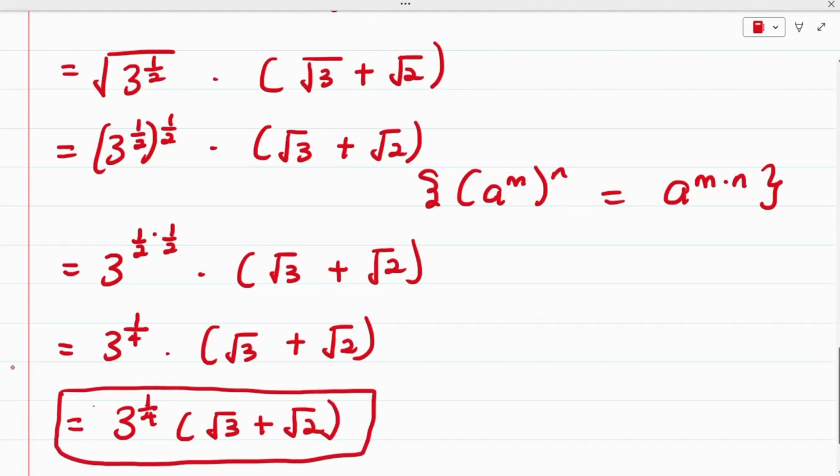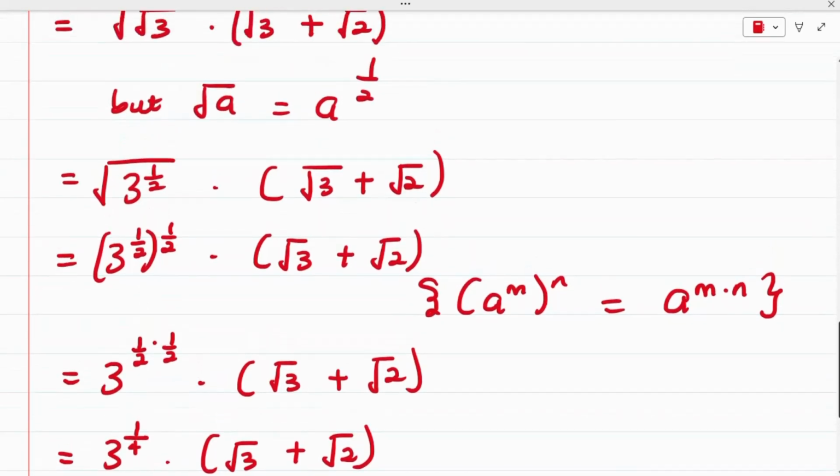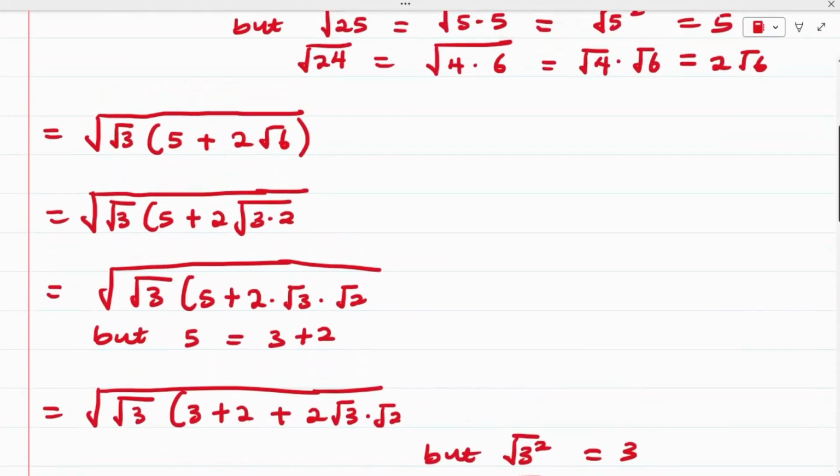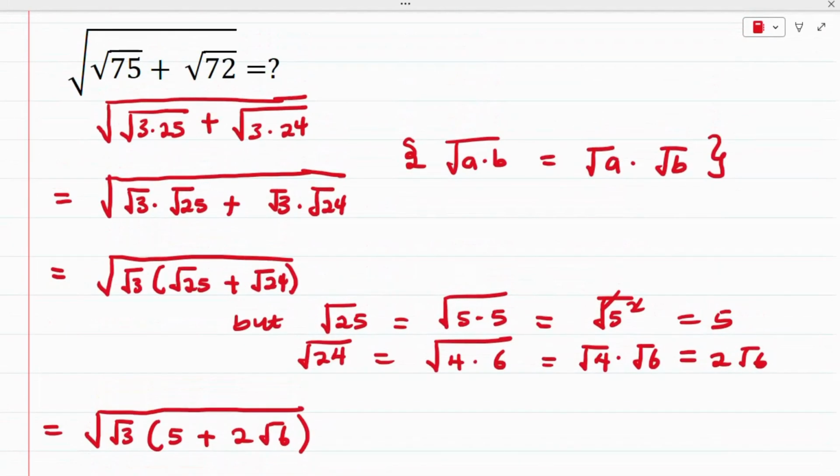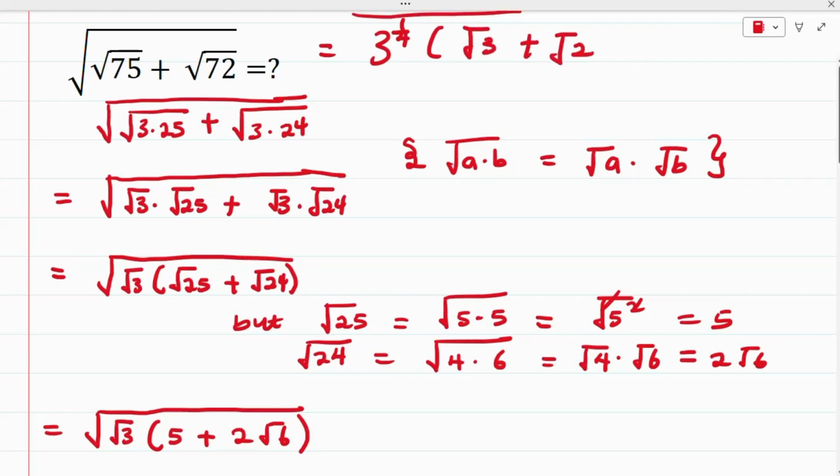So guys, we have been able to solve this nice square root algebra problem right here, and we have our answer to be equal to 3 raised to the power of 1 over 4 multiplied by the root of 3 plus the root of 2.